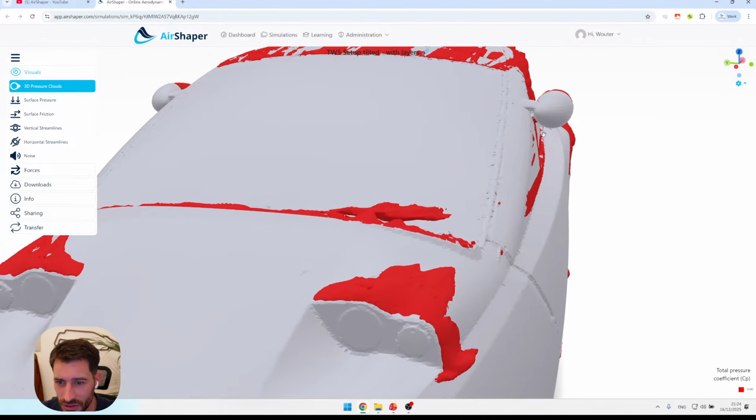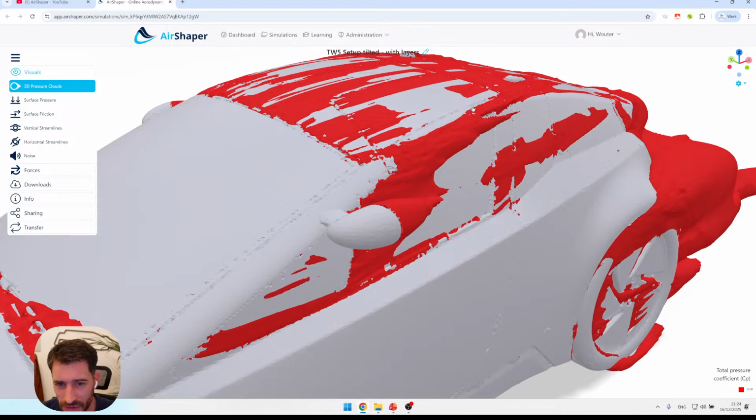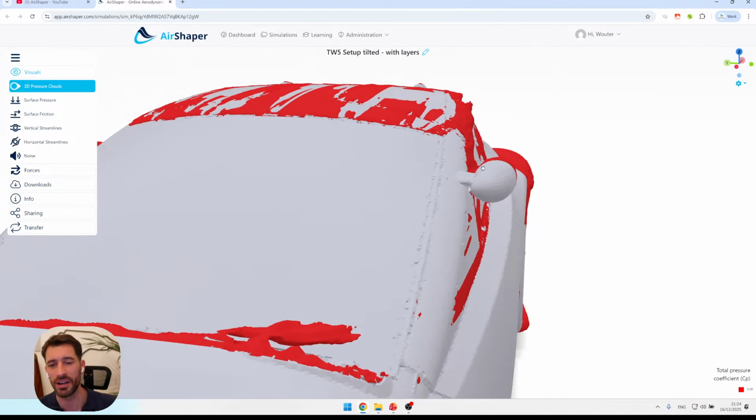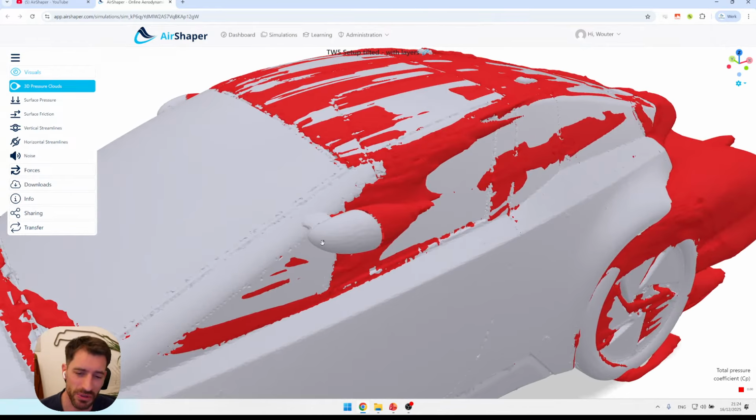And this curl structure then moves upward all the way to the roof of the car, and in this case also collides with the mirror, which was actually quite close to the car. So a very complex area to get right, and also a big source of noise.